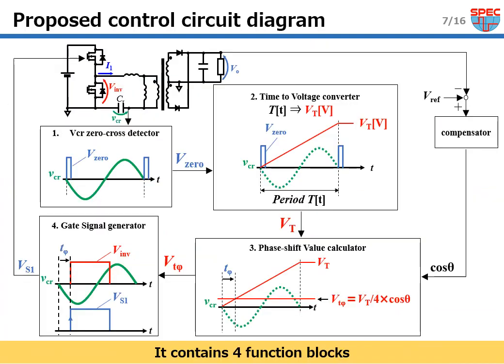Here I propose a control circuit diagram that follows the approach and requirements just described. It contains 4 function blocks. The first is the VCR zero cross detector. The second is the time to voltage converter to detect operating period. The third is the phase shift value calculator. The fourth is a gate signal generator. From the next slide, I'll explain the detailed circuit of each block.